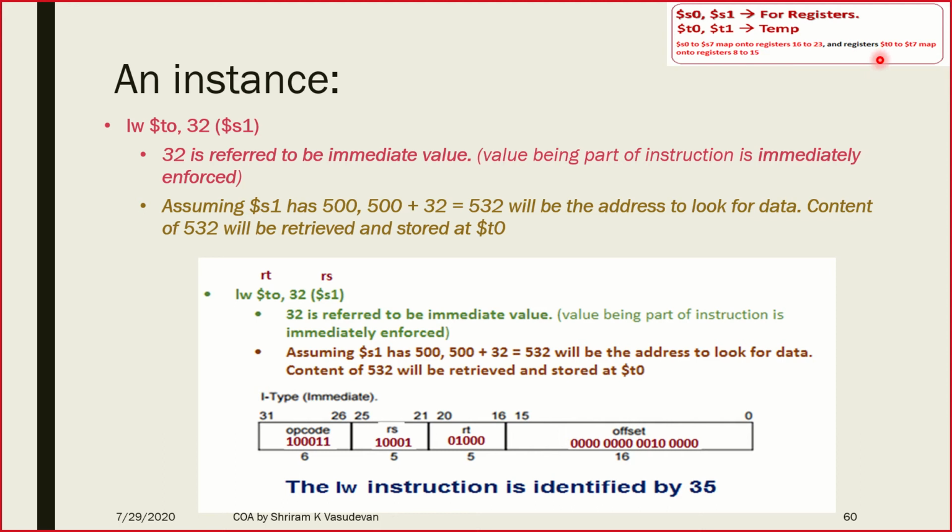T0 to T7 is 8 to 15. You should not forget it at any cost. Remember this. This is the ground rule for whatever operations we are going to do. Now, what is the first instruction that we are going to take?